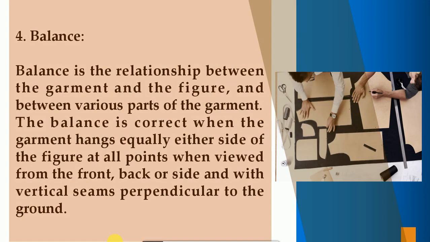Four, balance. Balance is the relationship between the garment and the figure, and between various parts of the garment. The balance is correct when the garment hangs equally either side of the figure at all points when viewed from the front, back or side, and with vertical seams perpendicular to the ground.